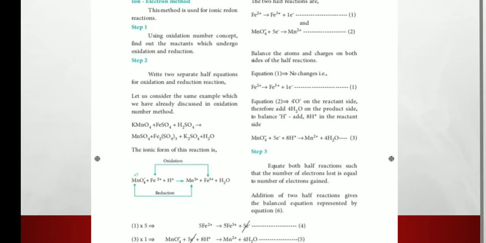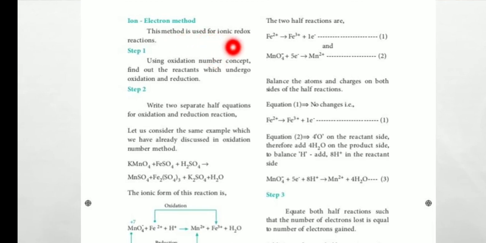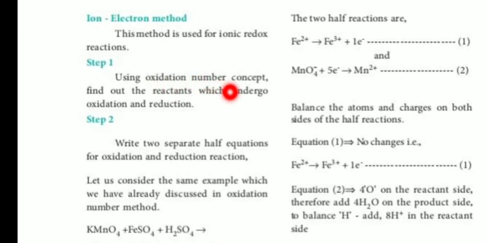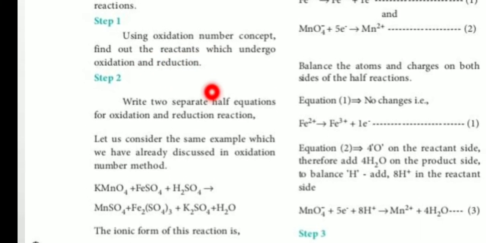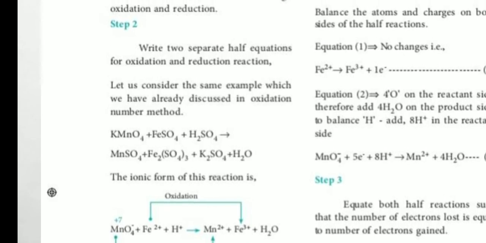Now another one, the ion electron method. This method is used for ionic redox reactions. Step 1. Using the oxidation number concept, find out the reactants which undergo oxidation and reduction. Step 2. Write two separate half reactions for the oxidation and reduction reactions. Let us consider the same example which we have already discussed in the oxidation number method: KMnO4 plus FeSO4 plus H2SO4 gives MnSO4, Fe2(SO4)3, K2SO4 and water.